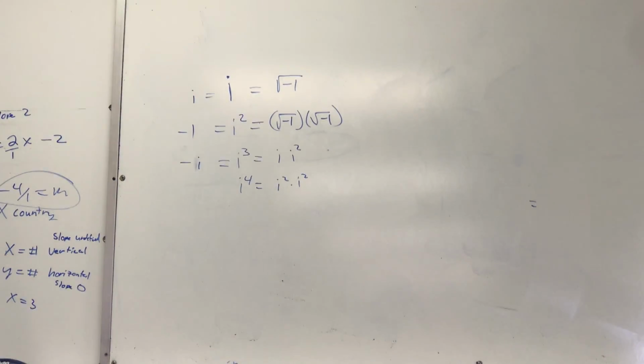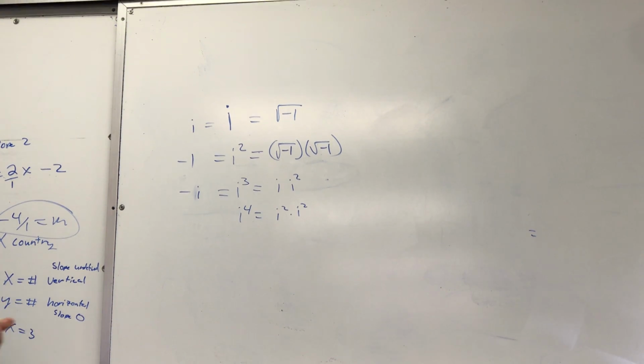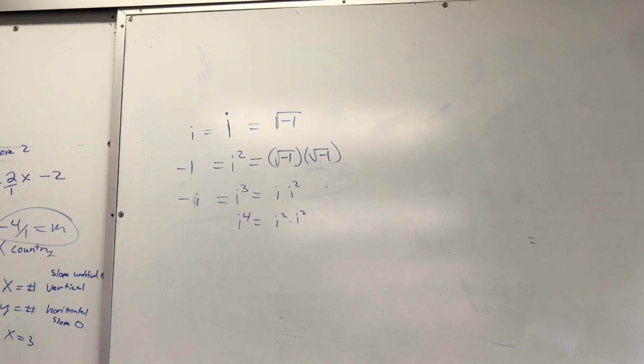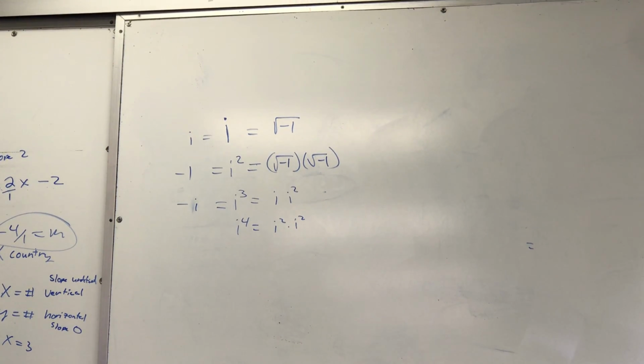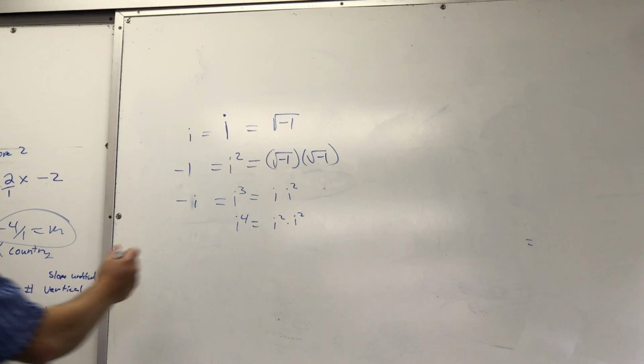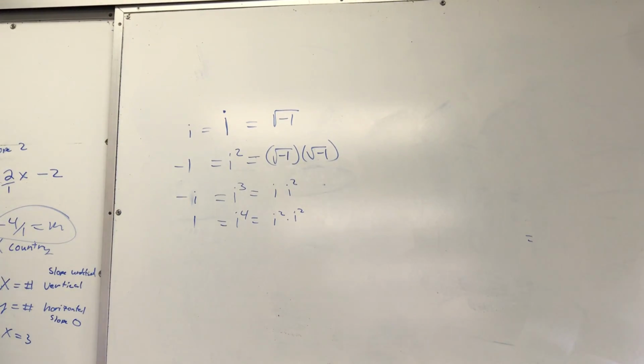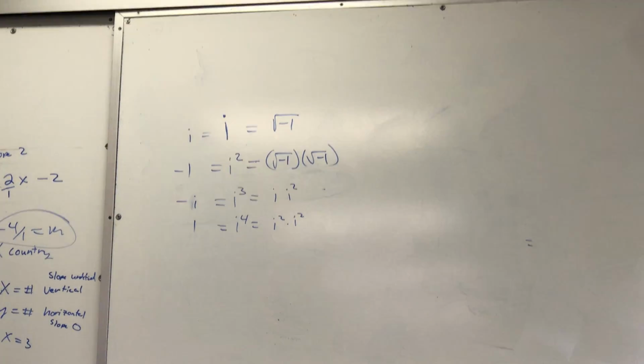Okay. So i squared times i squared is i to the fourth. So therefore, what's i to the fourth? 1. How come? What's i squared? -1. Times -1 is 1. Good. That's 1. Pretty easy, huh?